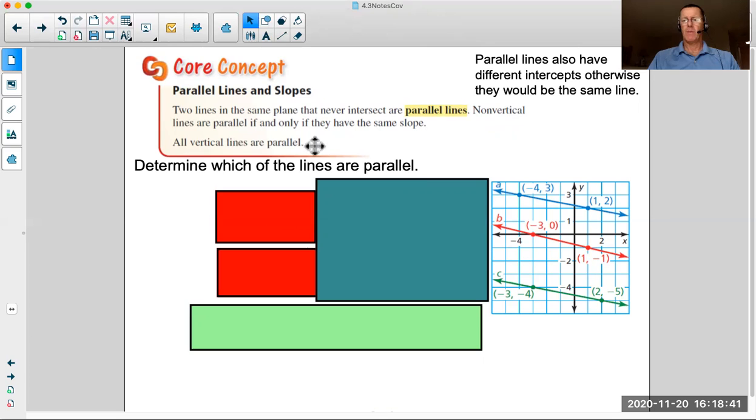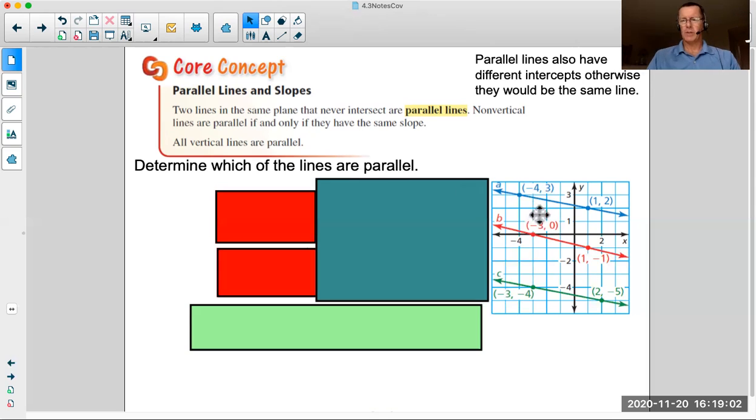Yep. Now, why did they have to write that? And why did they have to write non-vertical lines up here? Because vertical lines don't always have the same intercepts, right? In fact, they could not have a y-intercept at all. They would have different x-intercepts. Okay, so what do we want to do?